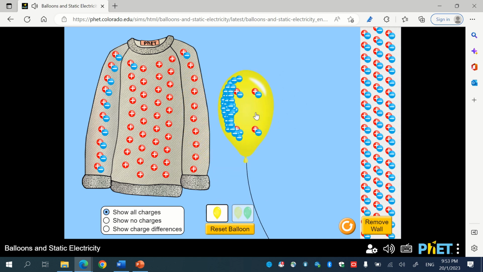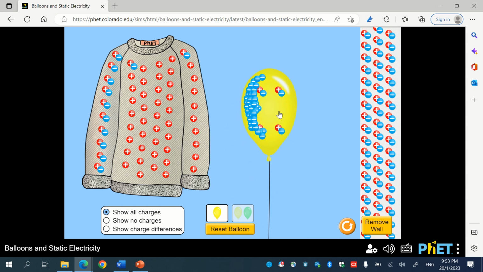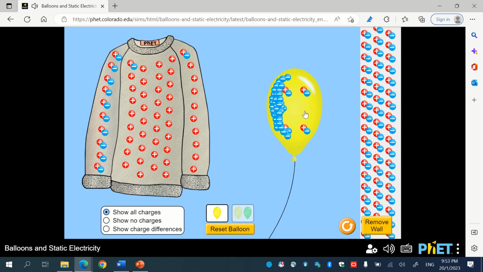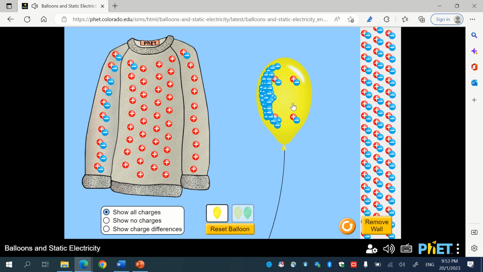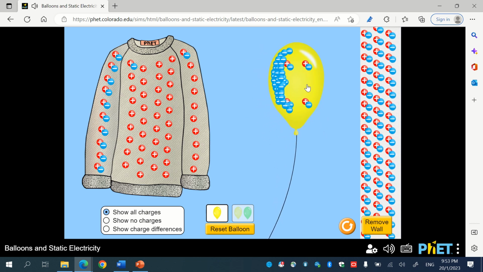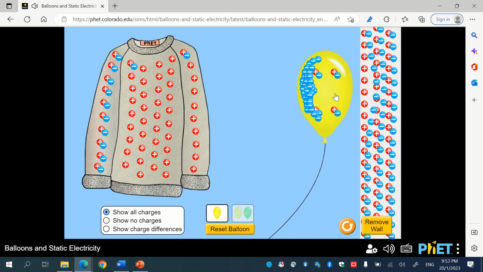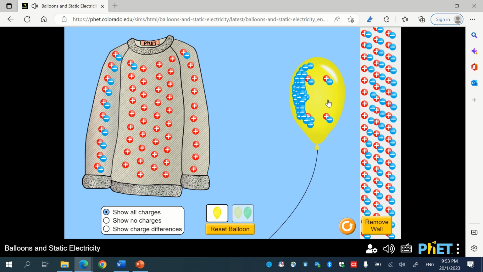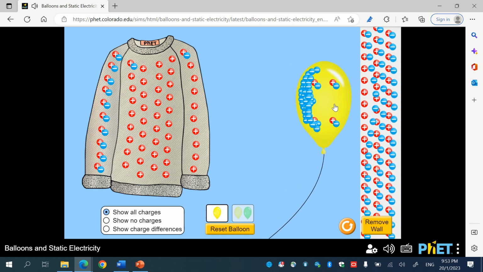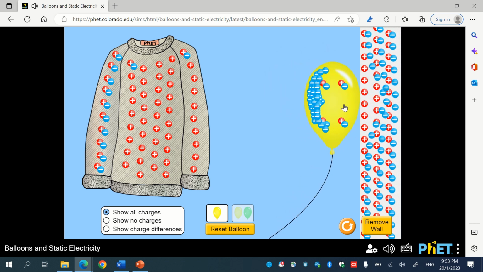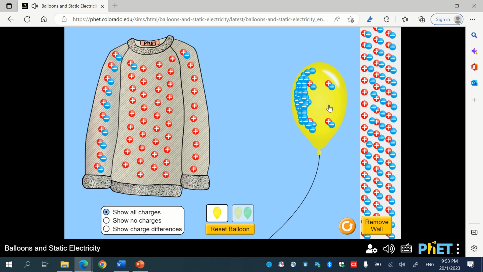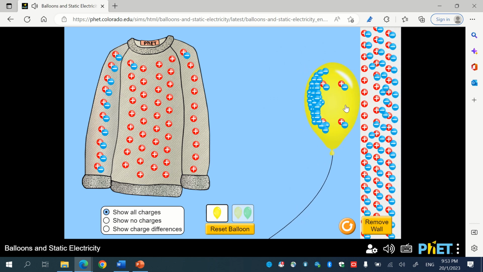But right now, I'm going to bring it near to the neutral wall. Let's look at the wall on the right side. The wall is made up of equal numbers of positive and negative charges, so the wall is neutral. And I'm going to bring this negatively charged balloon near to the wall. See what happens. See, this is called charge separation. Why did the electrons in the wall move to the right when my balloon is brought near? It's because the electrons in the balloon repel the electrons in the wall.